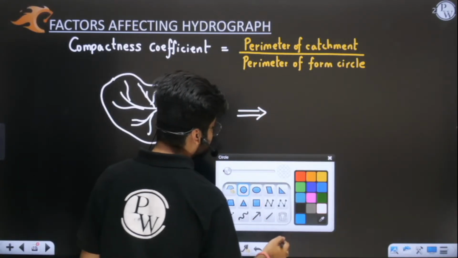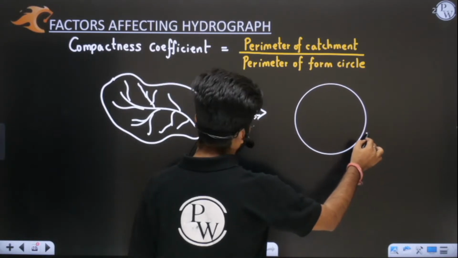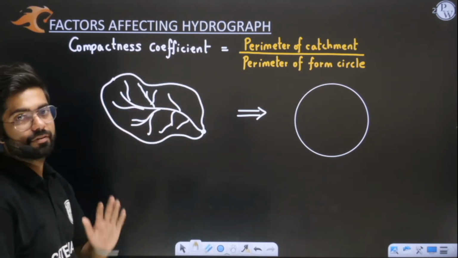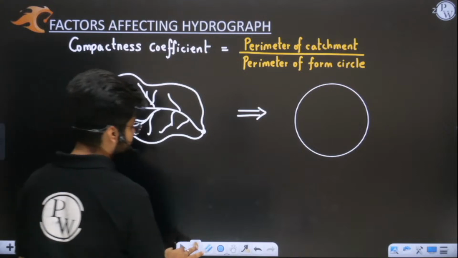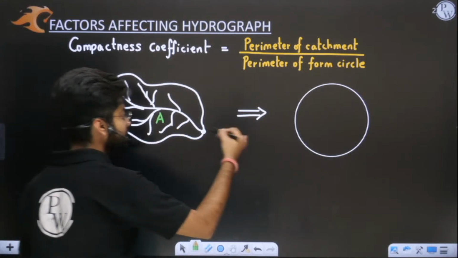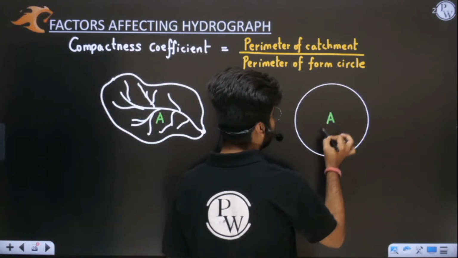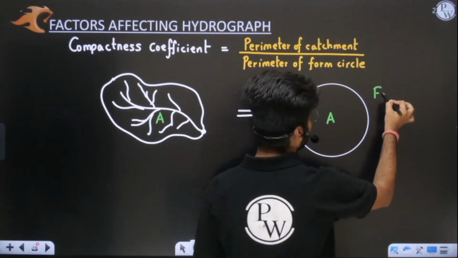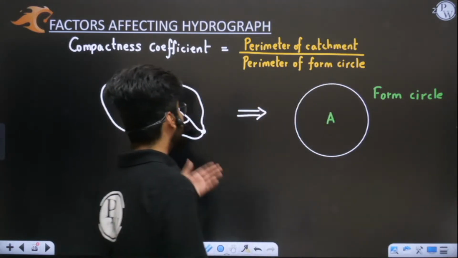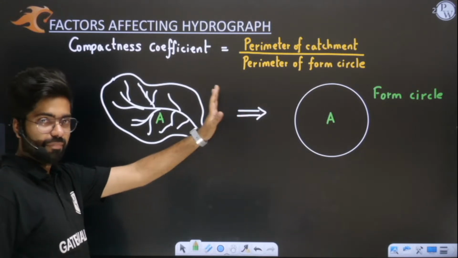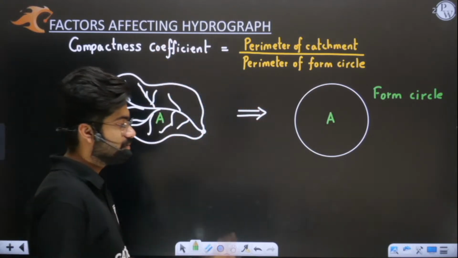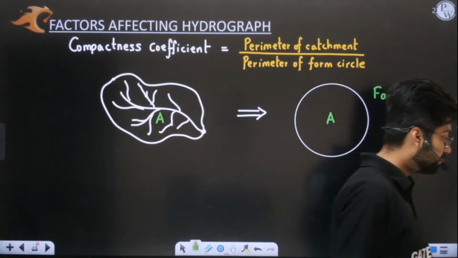Into a circle. I will convert this entire catchment area into a circle. But one thing you need to make sure is that the area should be constant. If my catchment area has an area of A, then this circle should also have an area of A. Now this circle is known as the formed circle. What is a formed circle? It means I convert my catchment area into a circle, but I make sure that the area of the main catchment is the same as that of the circle. So that is the formed circle.